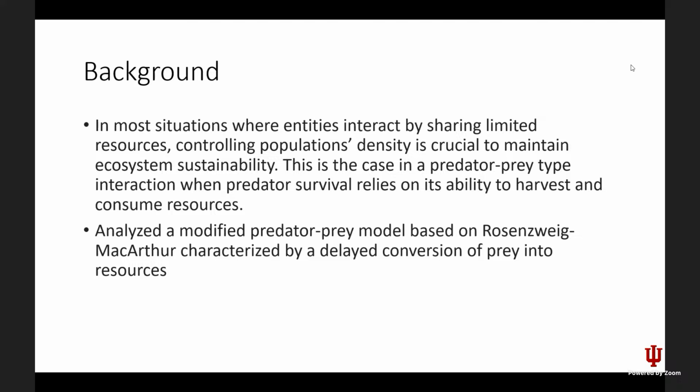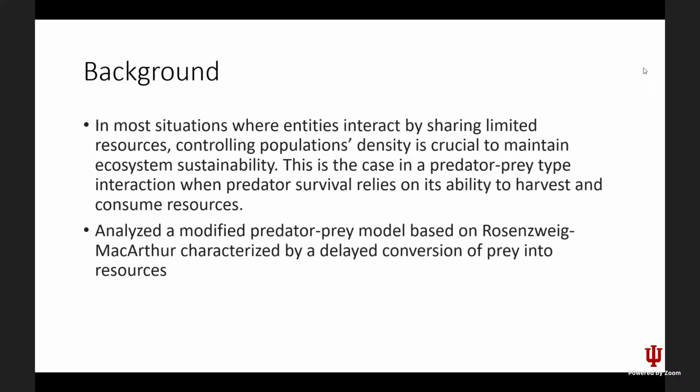In most situations where entities interact by sharing limited resources, controlling population density is important to maintaining ecosystem stability. In some predator-prey interaction models, it's important to account for harvesting and consuming resources. So predator survival is related to its ability to consume resources, as well as prey survival.